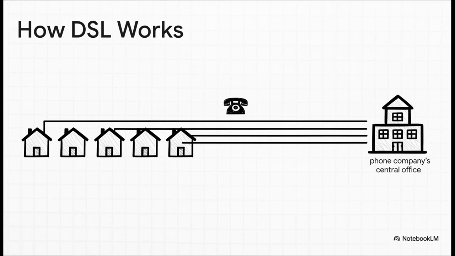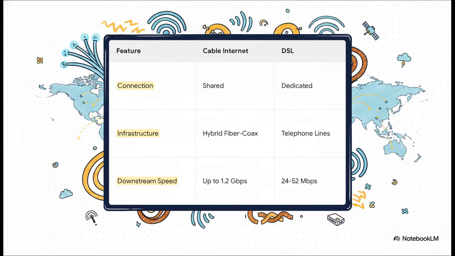You're not sharing it with your neighbors. The trade-off, though, is that the speeds are generally a lot lower than what you can get from a modern cable connection. So let's just break it down real quick. The main difference is right there in the connection type.